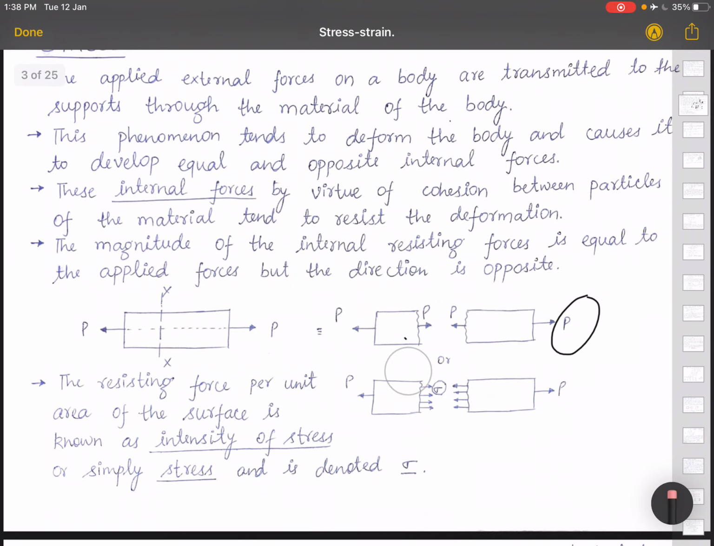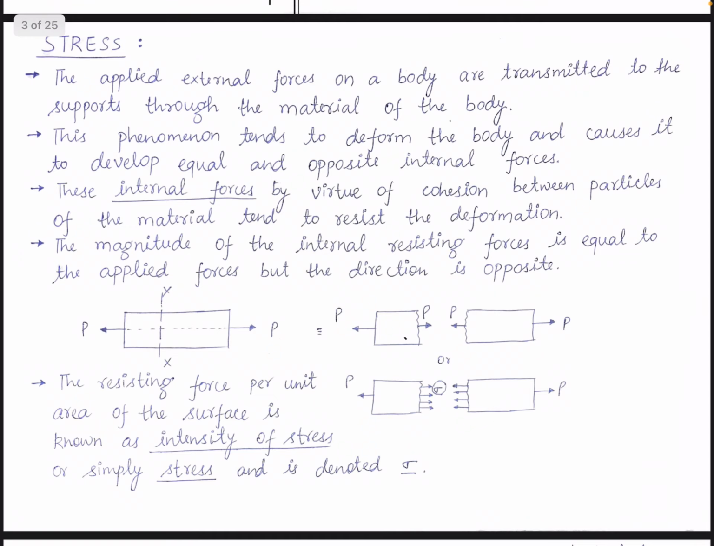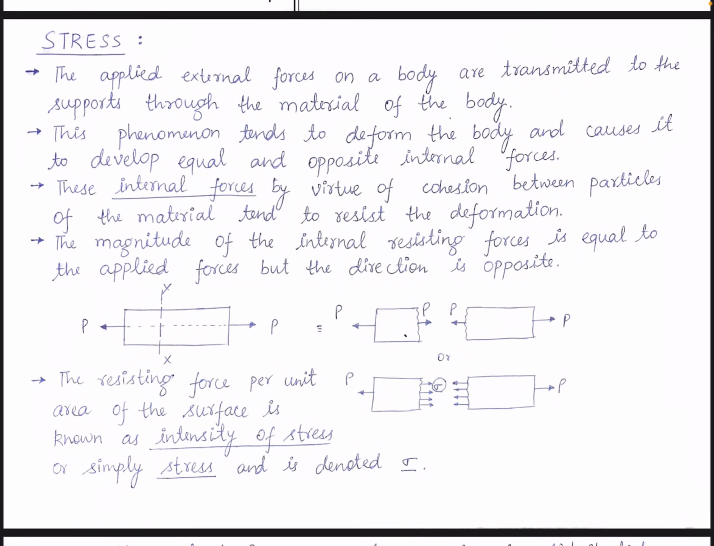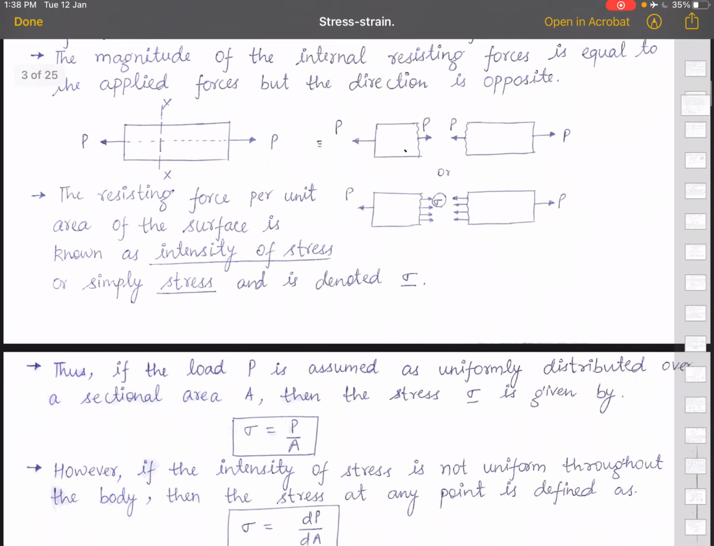These external forces, by virtue of cohesion between particles of the material, tend to resist the deformation, and the magnitude of the internal resisting forces is equal to the applied forces, but the direction is opposite. The resisting force per unit area of the surface is known as intensity of stress, or simply stress, and is denoted by sigma. Clear?